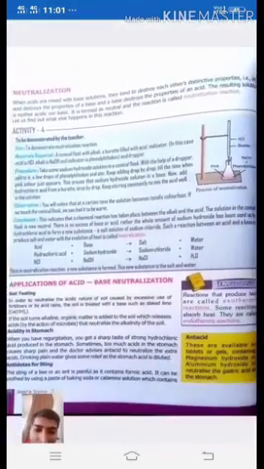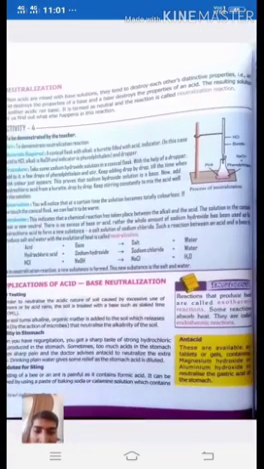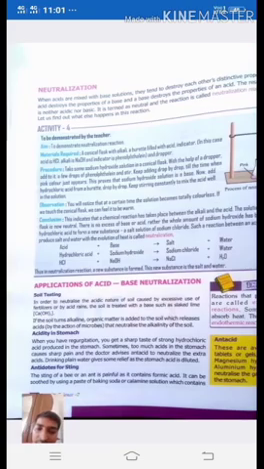A reaction that produces heat is called an exothermic reaction. Some reactions absorb heat; they are called endothermic reactions.